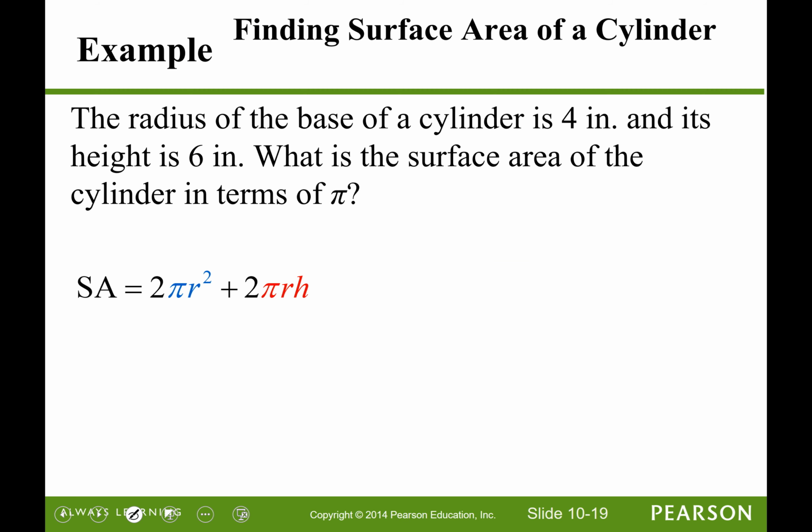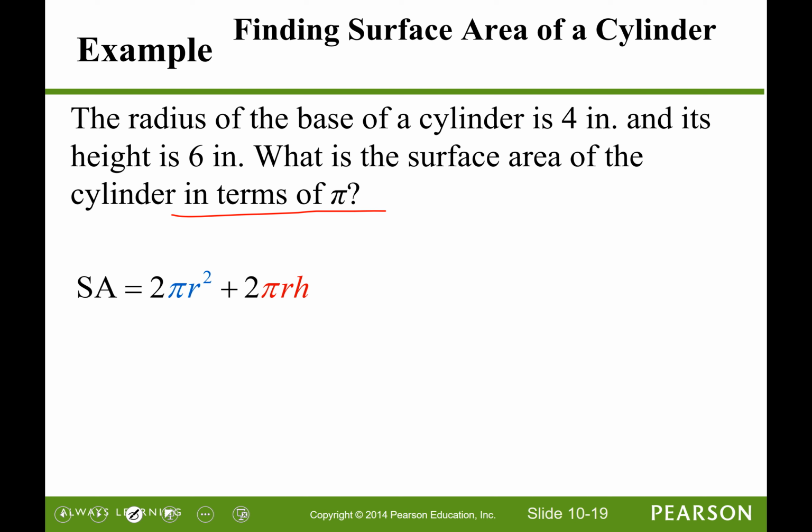Okay, let's try it. The radius of the base of a cylinder is 4 inches, and its height is 6. What is the surface area of the cylinder? Now they want it in terms of pi, so they want the exact surface area. What that means is do not use your pi key on your calculator. All right, they want our answer in terms of pi.